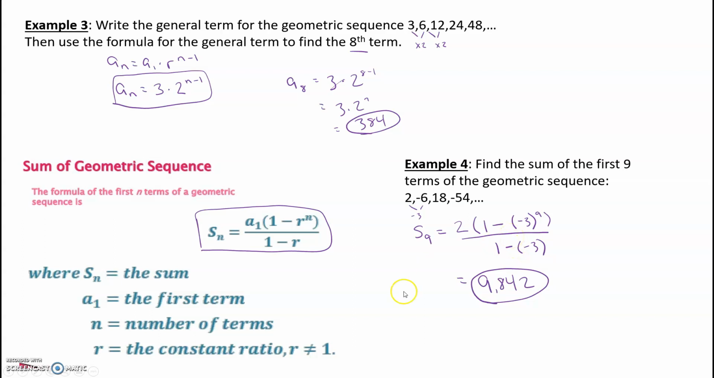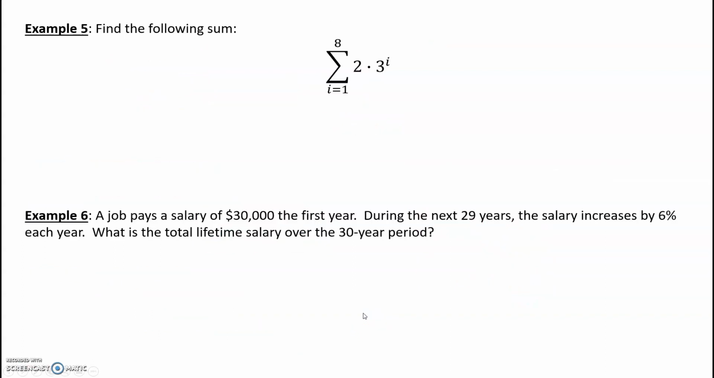All right. Next one, same formula, so you're still finding the sum. S of n equals a sub 1 times 1 minus r to the n over 1 minus r. Same formula, same summation formula. The issue is they didn't give us a sub 1 here. We have to find it. So my first term, I plug in 1, 2 times 3 to the 1. So 2 times 3 is 6. There's my first term. So we get 6, 1 minus r to the n.